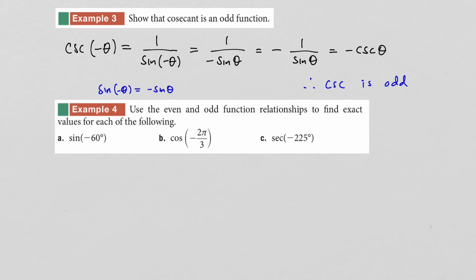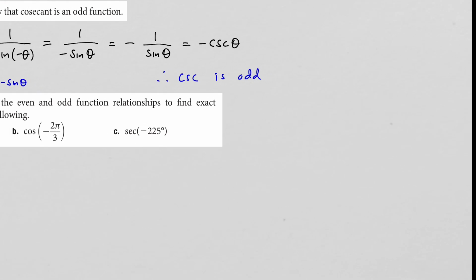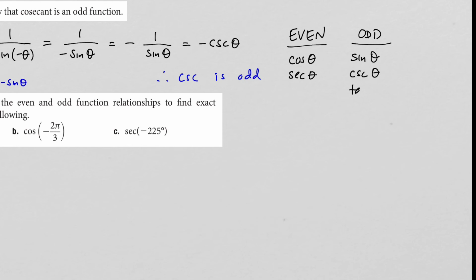So let's talk about a quick summary before we do this next example. All trig functions are either odd or even. The even functions are cosine and its reciprocal, which is secant. The odd functions are the rest. So sine is odd, cosecant is odd, tangent is odd, and cotangent is odd.